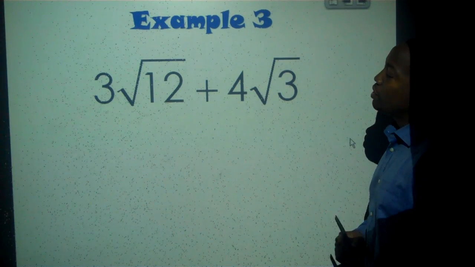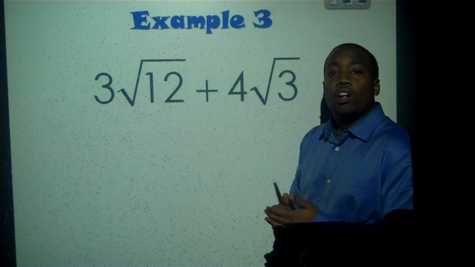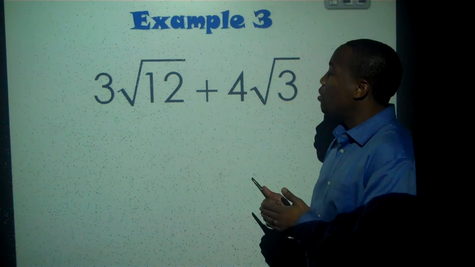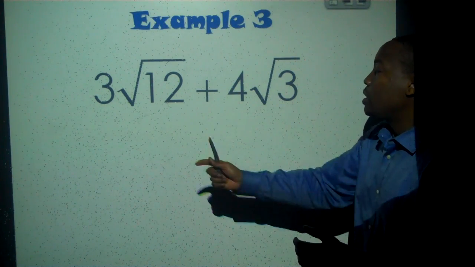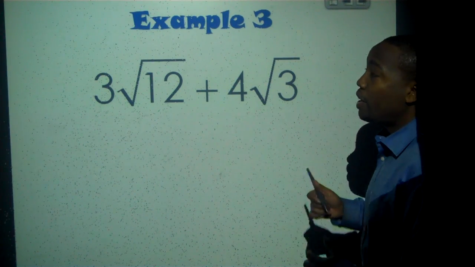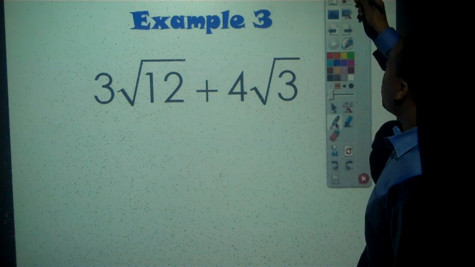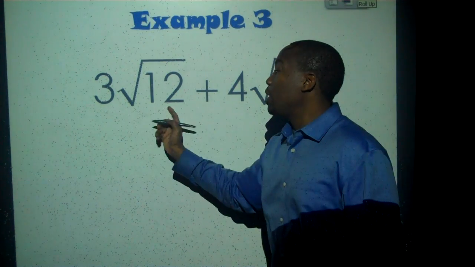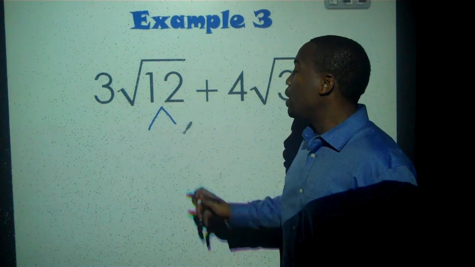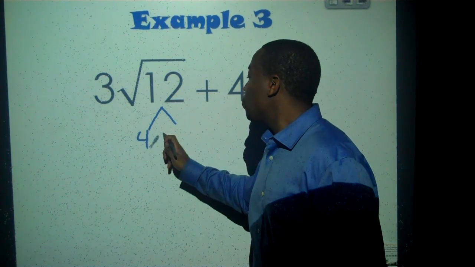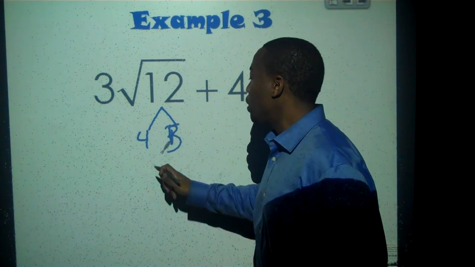Now example 3. Almost the same concept. Can I add these two based on what I see here? No, I can't. But what do I have to do first? Is there something I can break down? Yeah. I can break down this 12. This 12 can be broken down into 4 root 3.